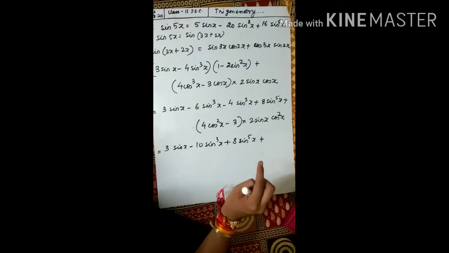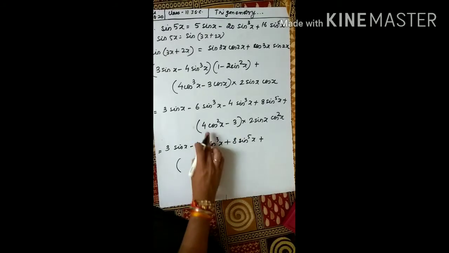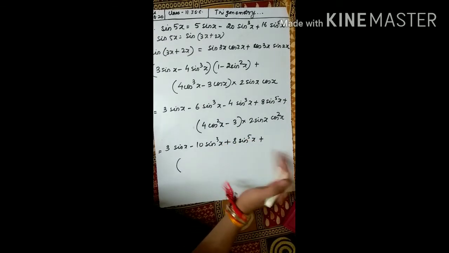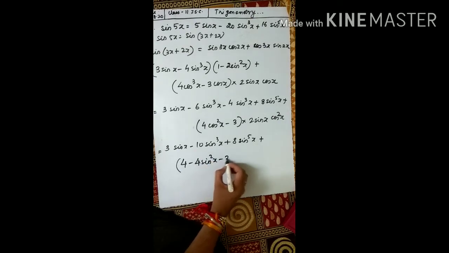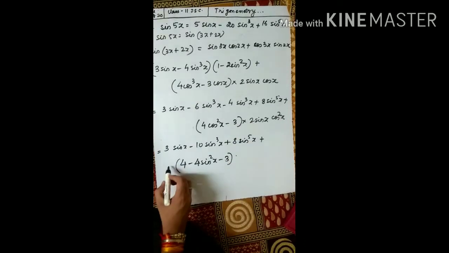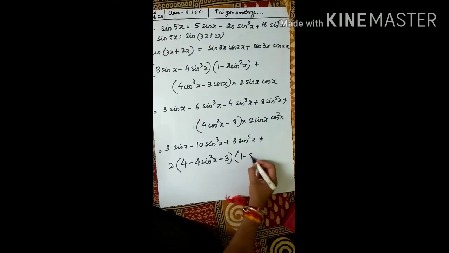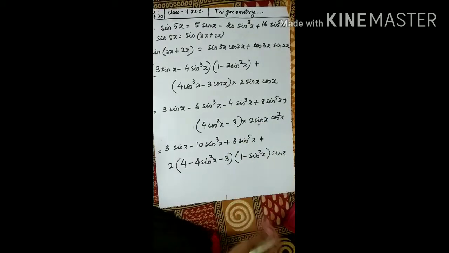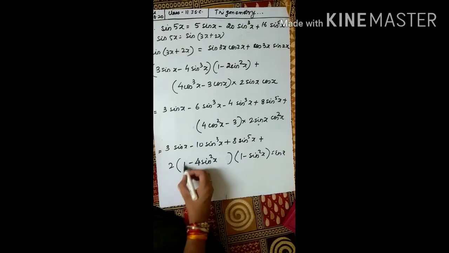Plus, in place of this cos square x you can write 1 minus sin square x, and in place of this cos square x also again you can write the same thing. When you multiply by 4, inside you will get 4 minus 4 sin square x, and this 2 I'm writing here, and here this sin x. In place of cos square x, 1 minus sin square x, and this sin x here. Now 4 minus 3 will give you a 1, so here I'm writing it as 1.